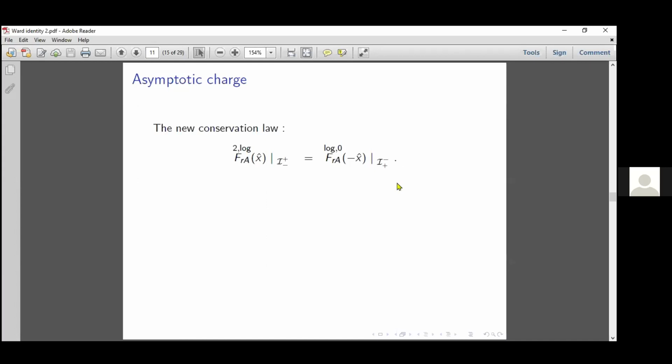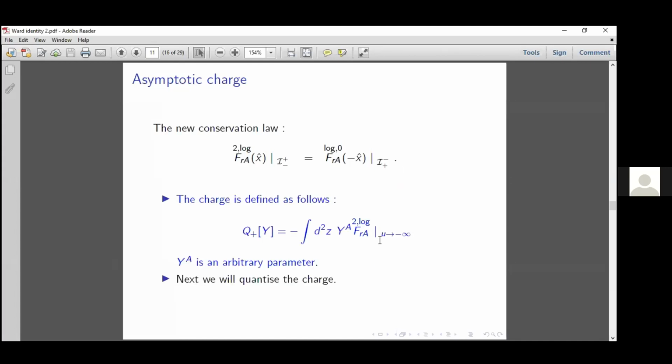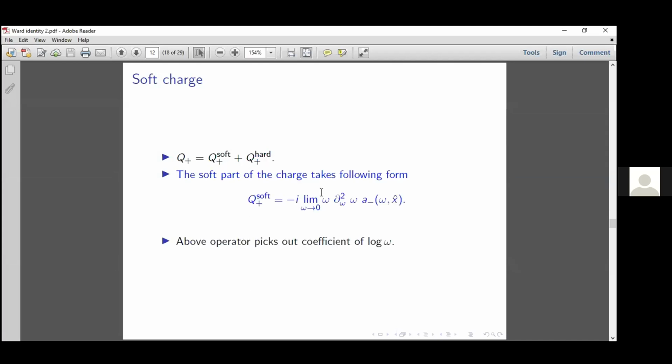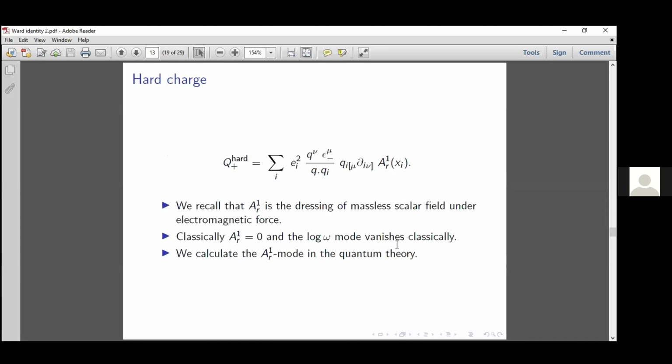So we start with this conservation law, and we can define a charge using the log r mode, and y is an arbitrary parameter, and next we will quantize this charge. Now the charge is made up of two parts. One is the soft part and the other is the hard part. The soft part of the charge leads to insertion of a soft photon in the Ward identity. In particular, it leads to insertion of the log omega mode. The hard part of the charge takes the following form.